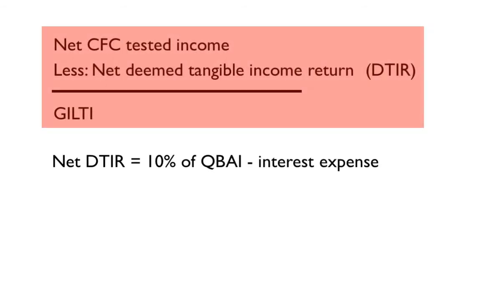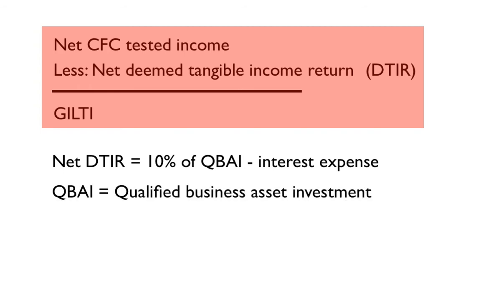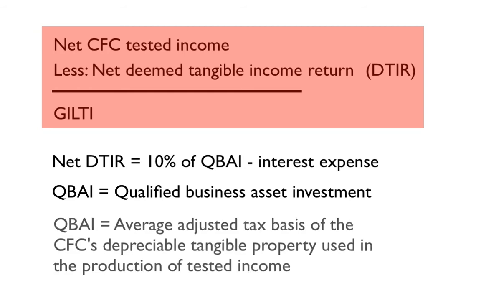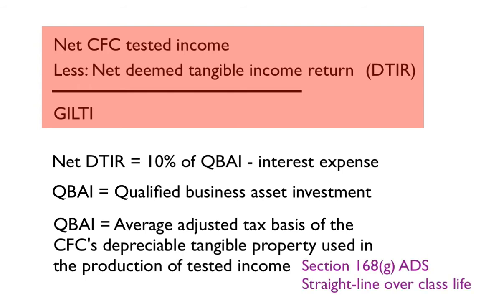Net DTIR equals 10% of QBAI minus certain interest expense incurred by the CFC. QBAI is qualified business asset investment and means the quarterly average of the adjusted tax basis of the CFC's depreciable tangible property used in the production of tested income. In many cases, all of the CFC's depreciable assets will be included in QBAI. You must calculate the tax basis of the CFC's assets using the alternative depreciation system in Section 168(g), which requires depreciation on a straight line basis over the class life of the asset. The interest expense will include all interest paid to unrelated parties.